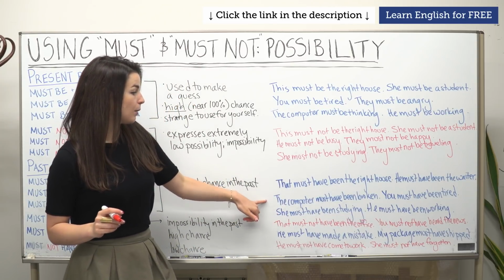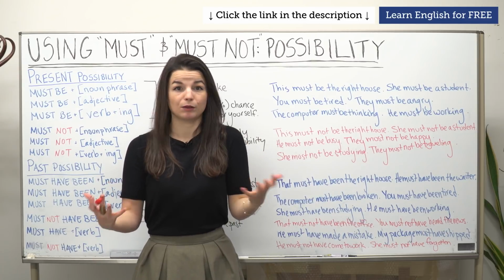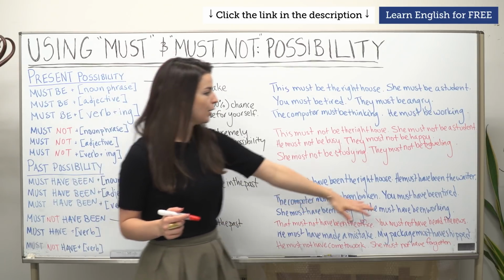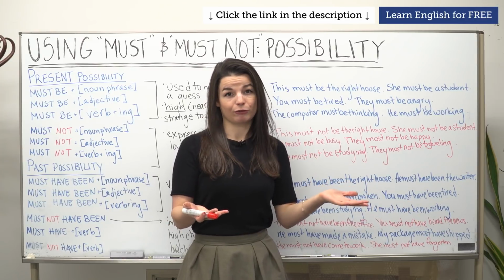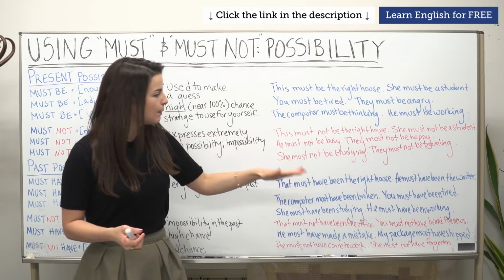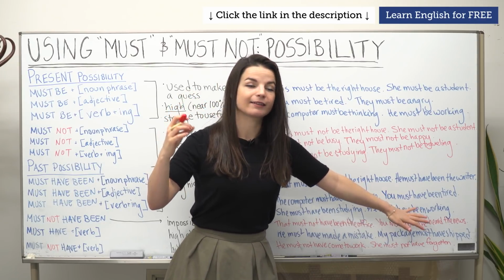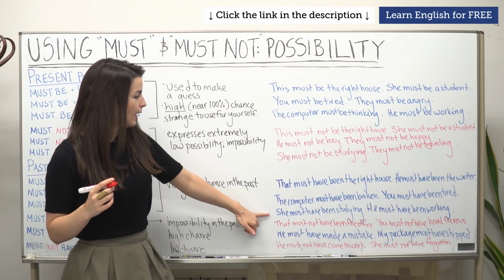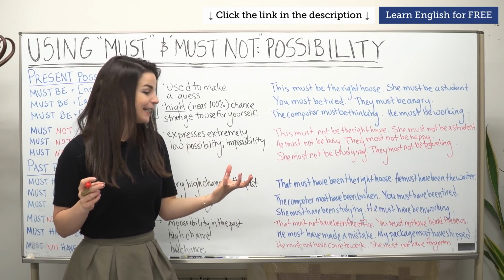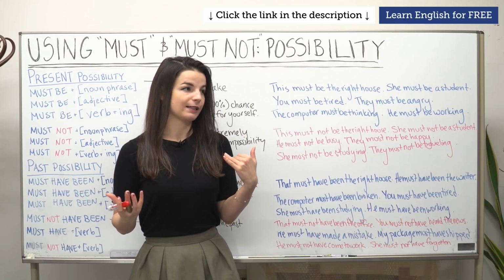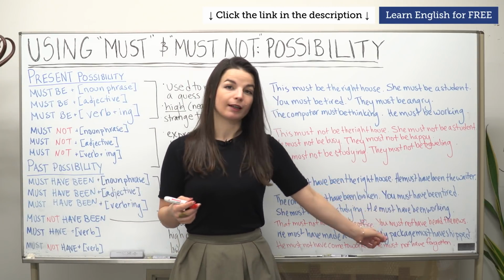With an adjective, the computer must have been broken. The computer must have been broken. That's why it wasn't working, for example. Or you must have been tired. You must have been tired after your trip, for example. So again, making a very high level possibility guess in the past. Here, with the verb form in the ing, she must have been studying. She must have been studying, for example, last night or this morning. He must have been working as well.